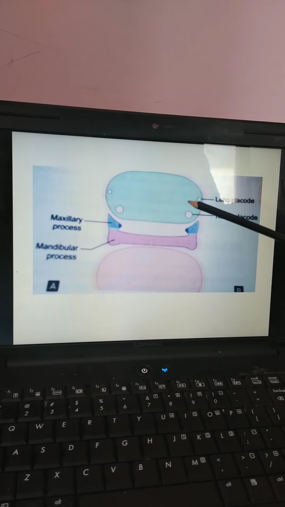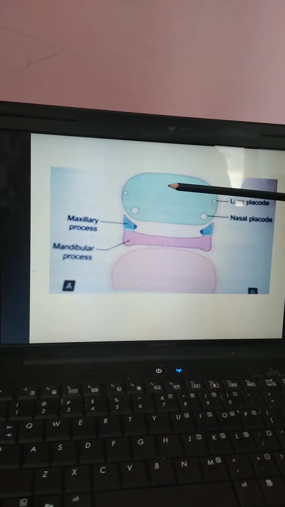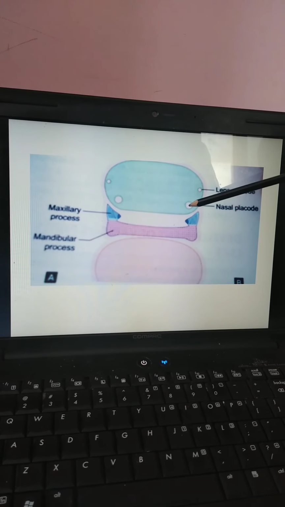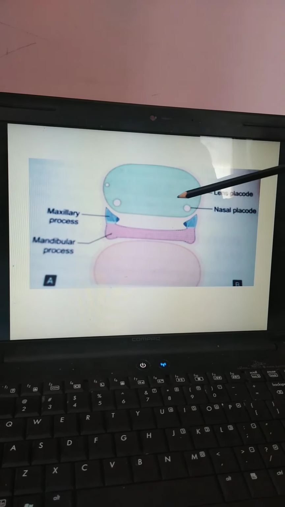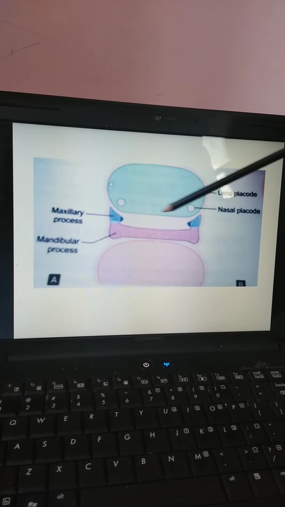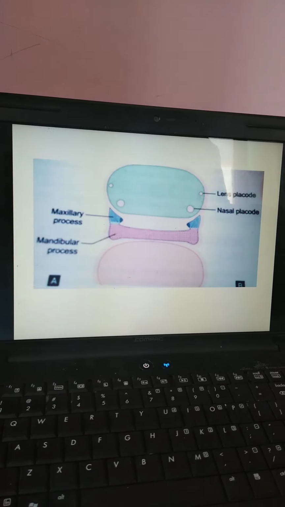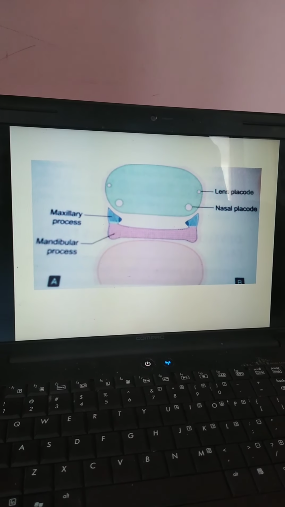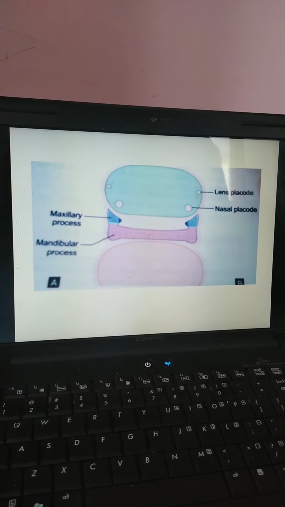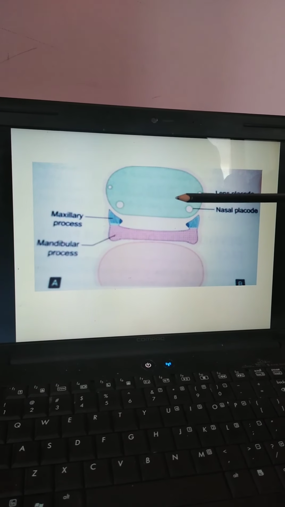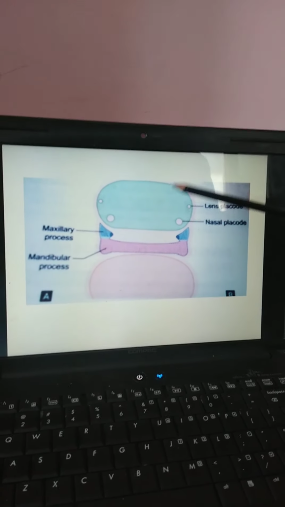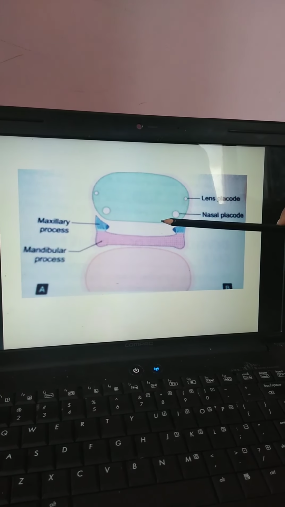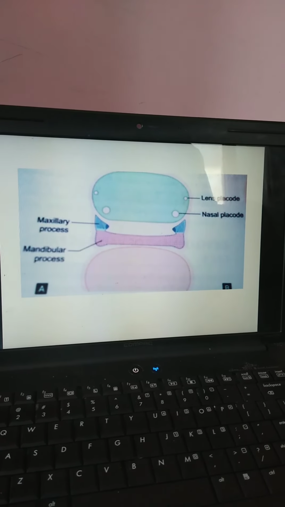Okay. Now we will see what will happen to this frontonasal process. Soon the ectoderm lining of this frontonasal process shows thickening on both sides. This thickening is situated just above the stomatodeum. This thickening is called the nasal placode. The formation of these nasal placodes is induced by the underlying forebrain. These placodes soon sink below the surface to form the nasal pits.